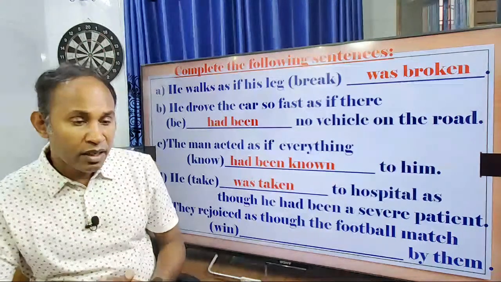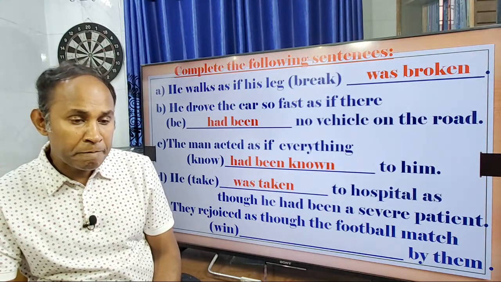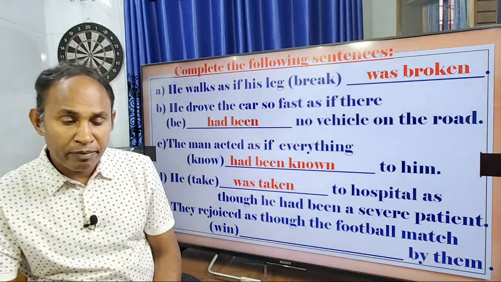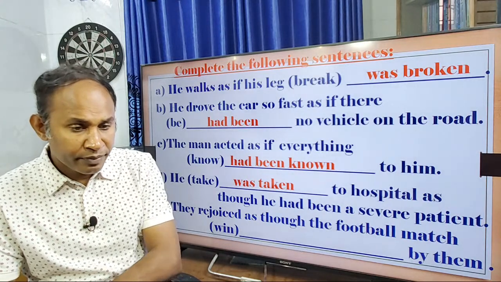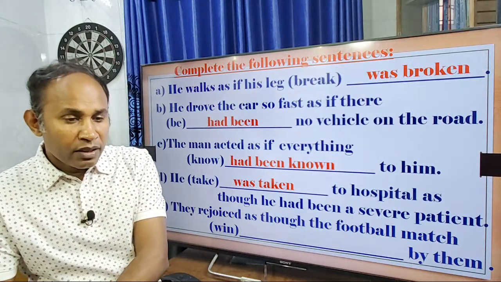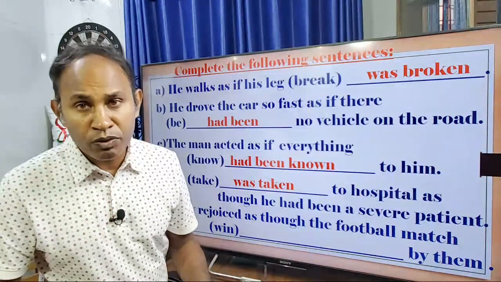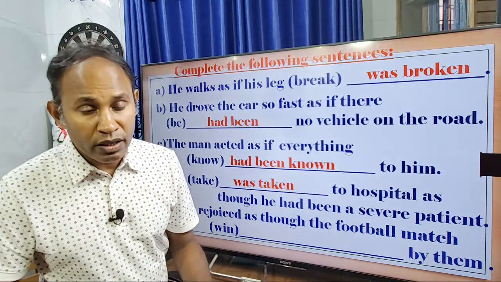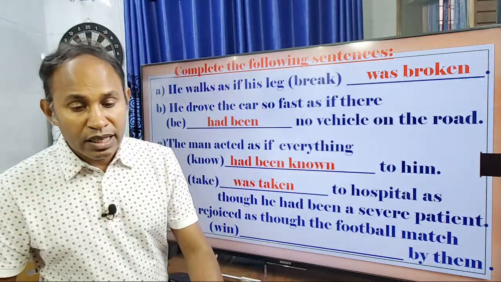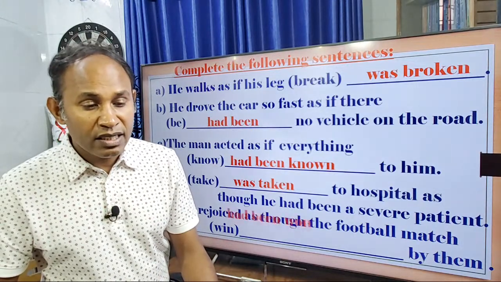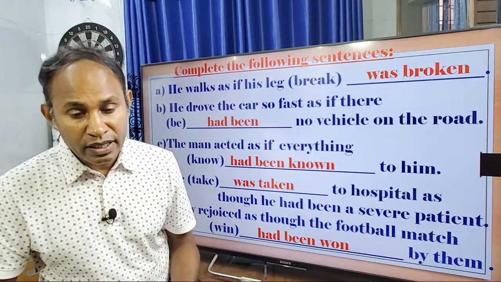So the last question of this slide: they rejoiced as though the football match win by them. They rejoiced as though the football match win, and be careful about the pronunciation of the past participle form of the verb win. You know win, won, won, not win, own, own. Okay, probably you understand that, and your answer is absolutely right, and it is had been won. That's good. So thank you very much. You have written down almost all the right answers here in this slide.